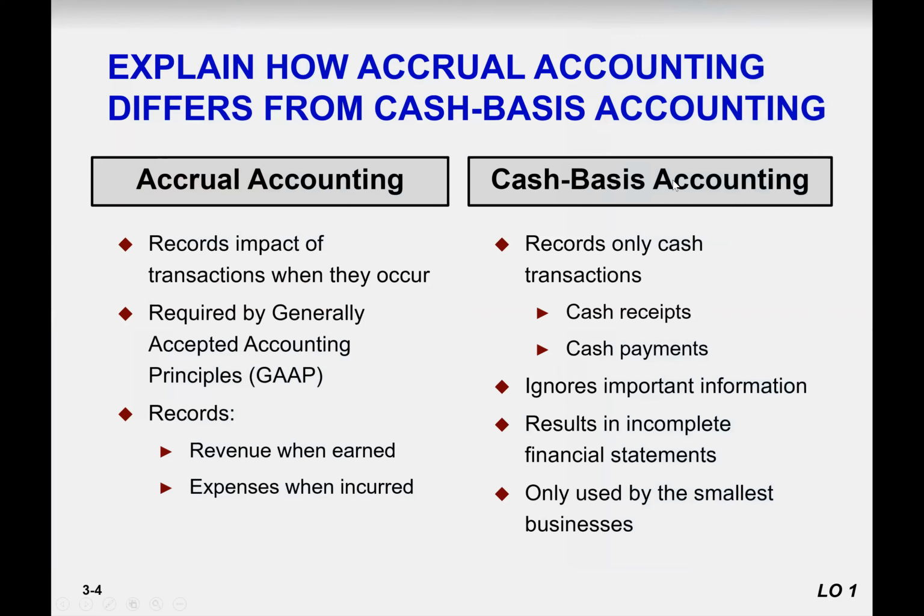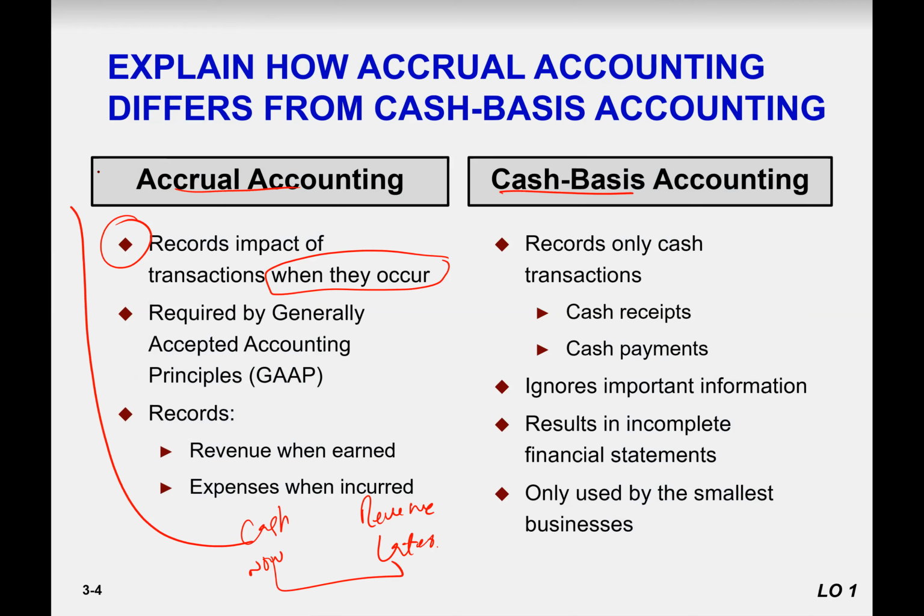So what is the difference between accrual accounting and cash accounting? We have two kinds of accounting: one is cash basis and another is accrual accounting. Accrual accounting records the impact of transactions when they occur. Like in our assignment, when we have earned revenue, you may receive cash right now and record the revenue later. These kinds of transactions can be recorded in accrual accounting.